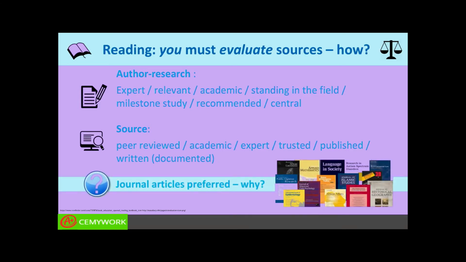Here's a question. Journal articles are often preferred for literature review in an academic context. Why is this? Think about that. The answer's in front of you. It's because journal articles are peer-reviewed. They're academic. They're written by experts. They're reviewed by peers of the people who have written them. That's why they're preferred.